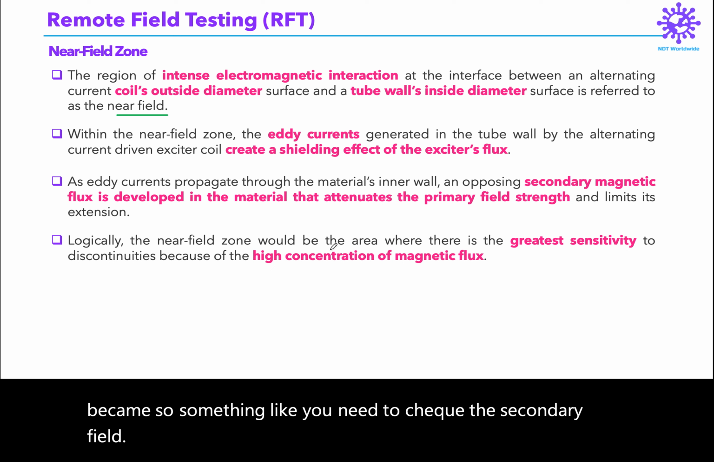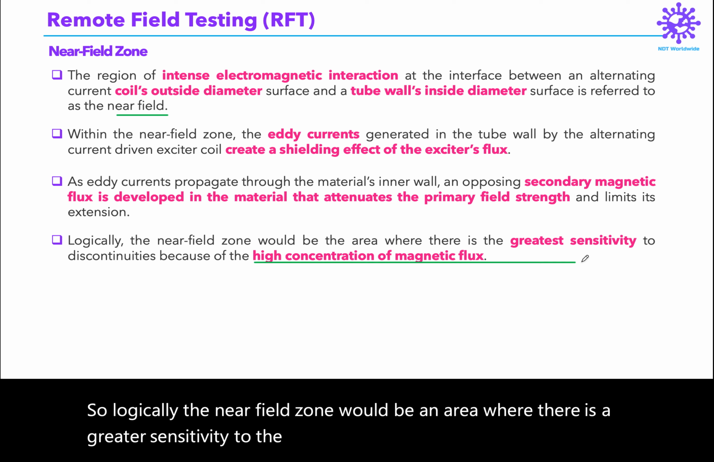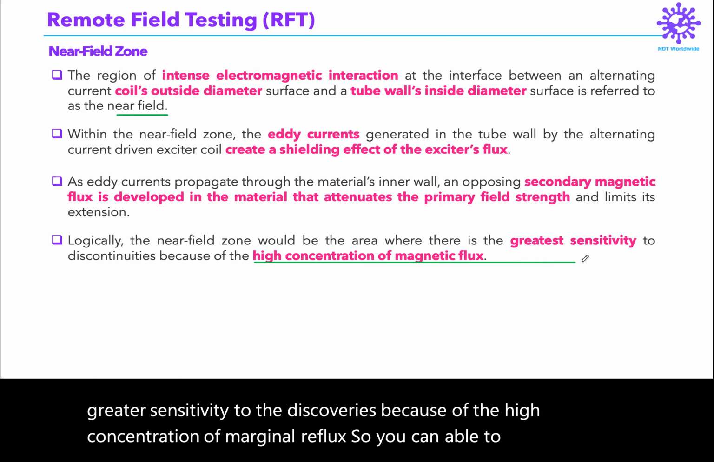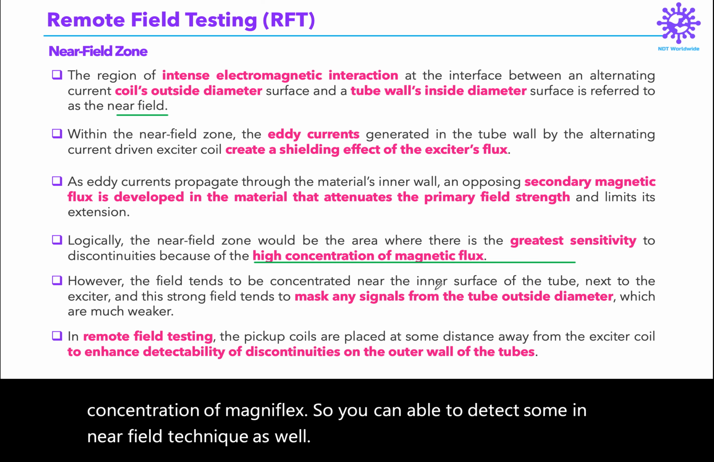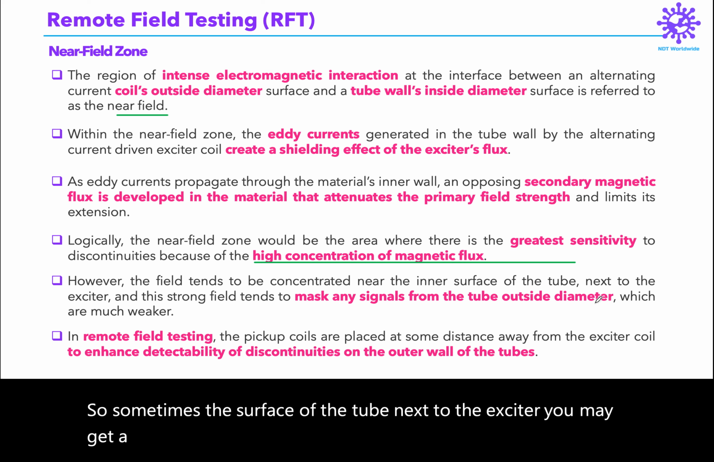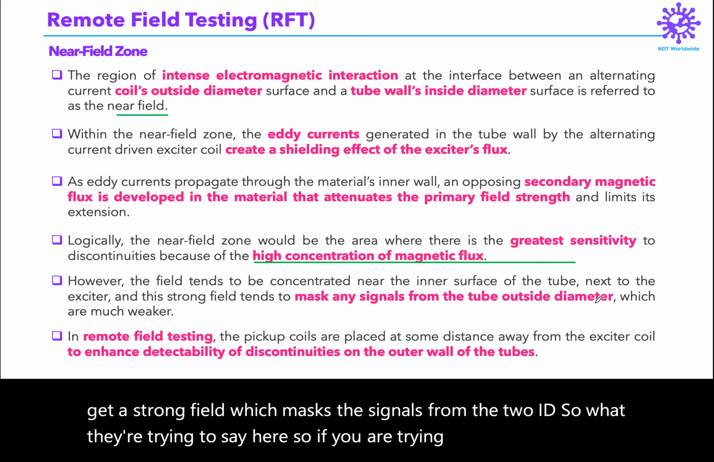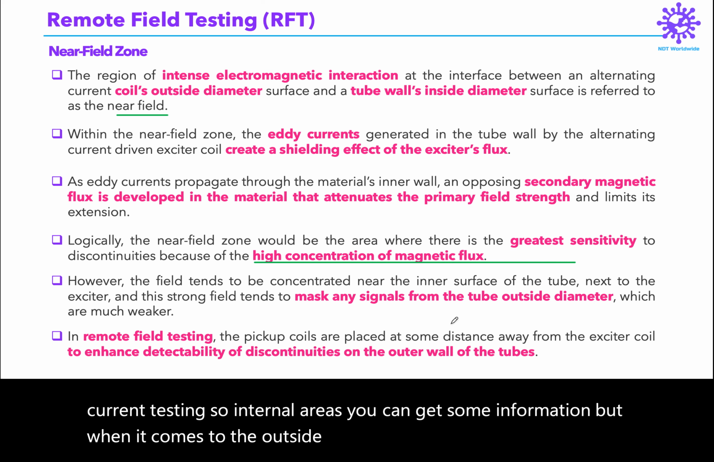So logically, the near field zone is an area where there is greater sensitivity to discontinuities because of the high concentration of magnetic flux. So you can detect some discontinuities in the near field technique as well. Sometimes the surface of the tube next to the exciter gives a strong field which masks the signals from the tube ID. What they're trying to say is that if you combine eddy current testing, for internal areas you can get some information, but when it comes to the outside you may miss some information.